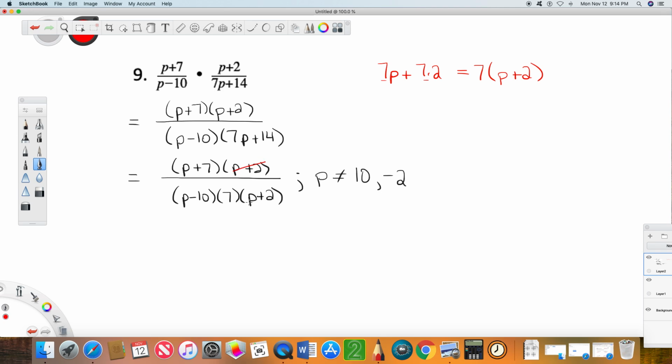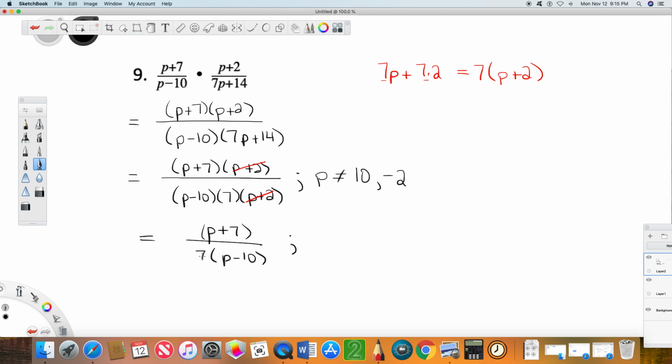We have a p plus 2 and a p plus 2, and that looks like the only thing that cancels. All right, so in my numerator, I have p plus 7, and in my denominator, I'm going to write the 7 first times p minus 10. And I'm going to leave it in factored form.